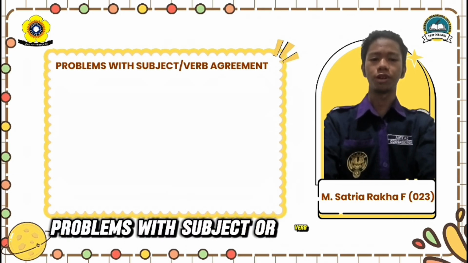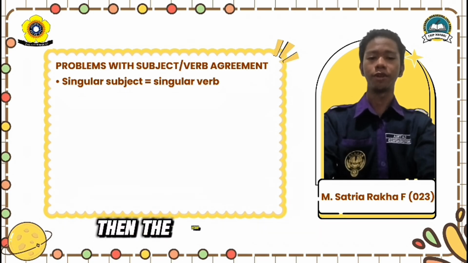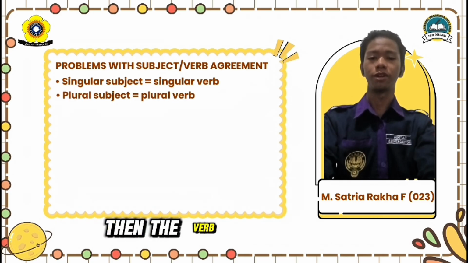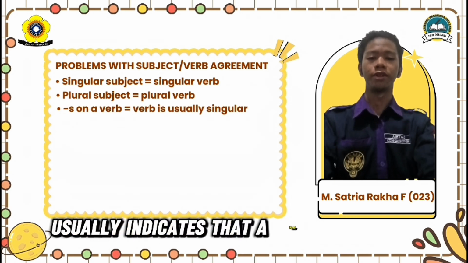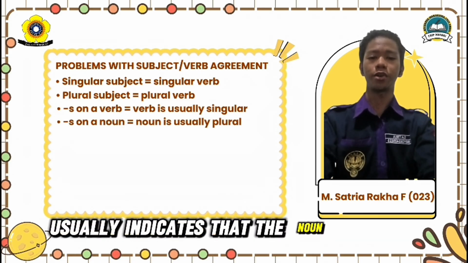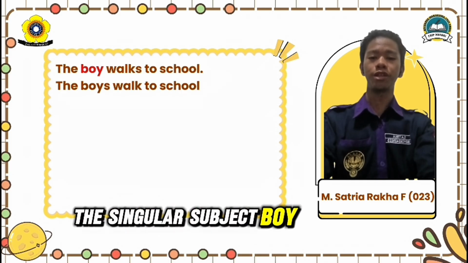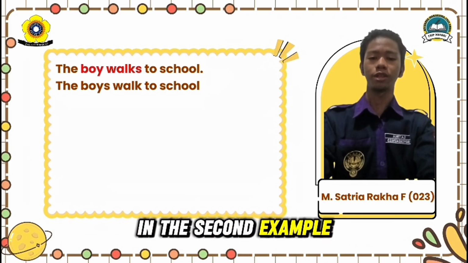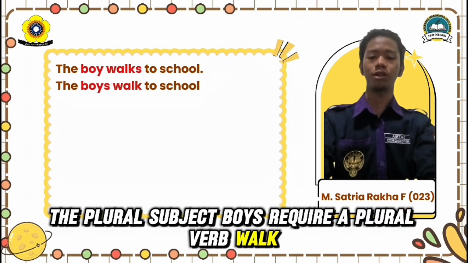Problems with subject or verb agreement. If the subject of a sentence is singular, then the verb must be singular. If the subject of the sentence is plural, then the verb must be plural. An S on a verb usually indicates that a verb is singular, while an S on a noun usually indicates that the noun is plural. In the first example, the singular subject boy requires a singular verb, walks. In the second example, the plural subject boys require a plural verb, walk.